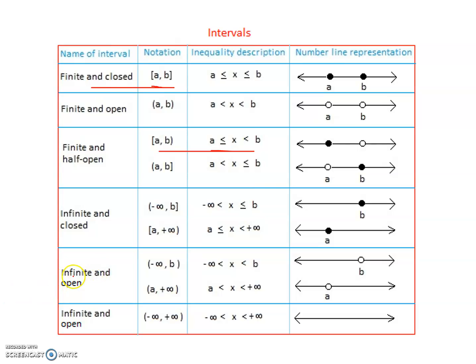Next one is infinite and open. Minus infinity comma B, minus infinity less than X less than B. Then A comma plus infinity, A less than X less than plus infinity. So we allocate these numbers but do not include the end points. Infinite and open: minus infinity to plus infinity, minus infinity less than X less than infinity. So it is exactly our real line.